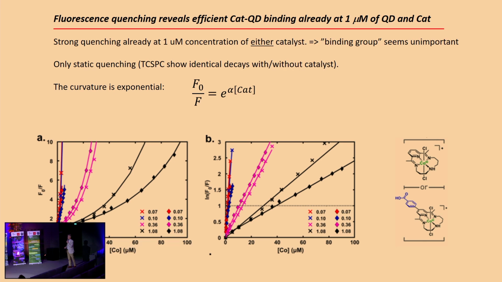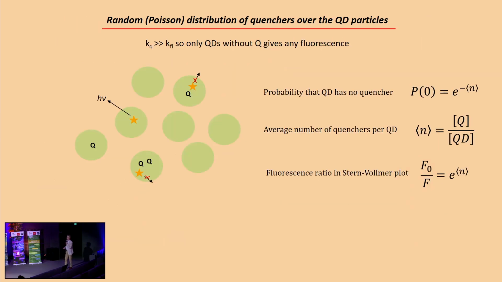We look then first to characterize the binding here by fluorescence spectroscopy. So we're looking at the quantum dot fluorescence, and this is with different concentrations of the quantum dots and the two different catalysts here. And we see this upward curvature, which is exponential. So if you take the logarithm of that fluorescence intensity ratio, we get very nice straight lines up to quite large numbers. So this can be explained by a Poisson distribution of quenches over quantum dot particles.